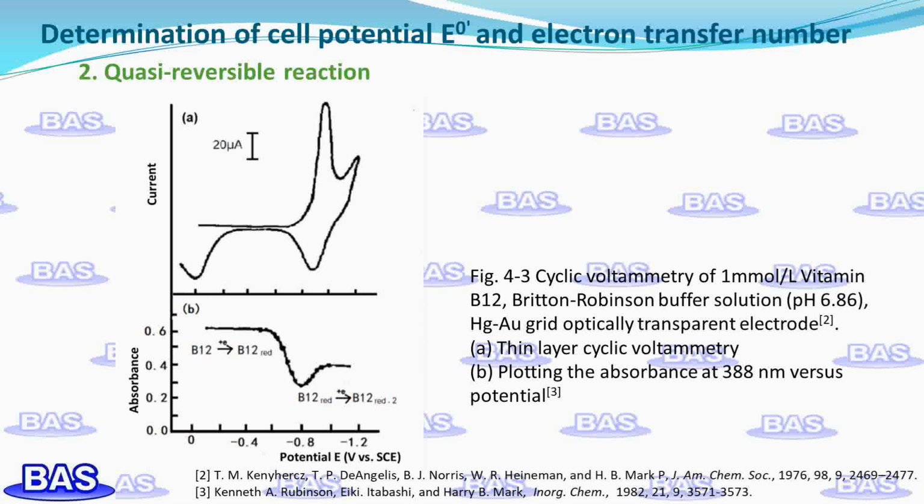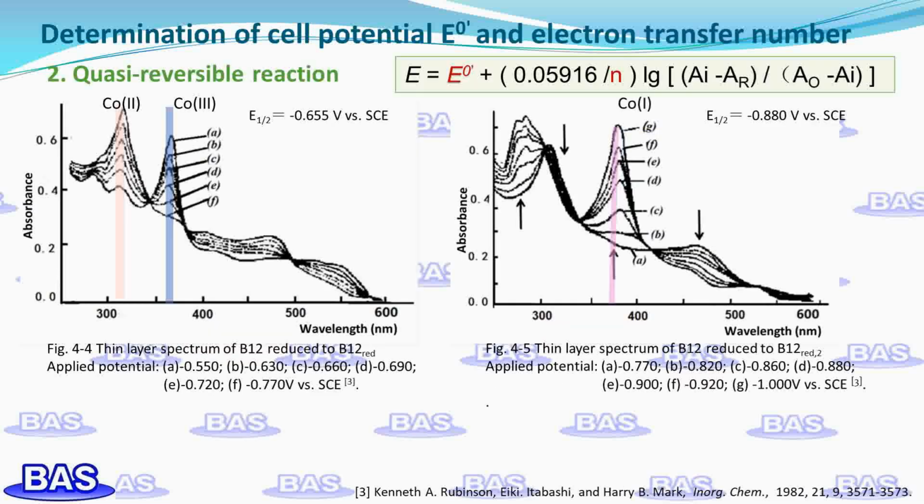At Epc equal to -0.93 volts versus the SCE, a 2-electron reduction peak is shown. In contrast, the thin layer spectroscopy constant potential experiment shows two consecutive, easily distinguishable 1-electron reduction steps. Using a mercury gold mesh grid optically transparent thin layer spectroelectrochemical cell with a progressive potential applied from -0.10 volts to -1.15 volts, two clear changes were observed in the UV-vis spectrum of the B12 solution, one change occurring in the potential range of -0.58 to -0.75 volts, as shown in figure 4-4.